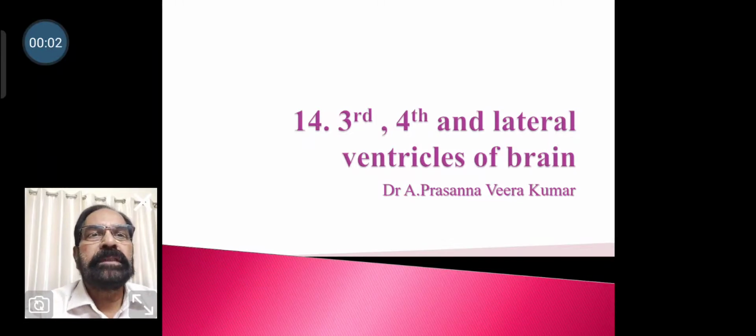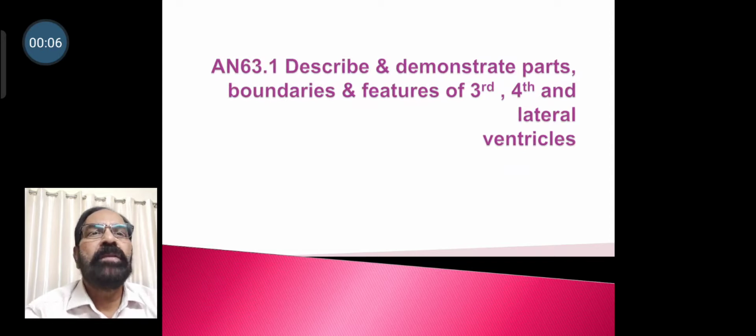The third, fourth and lateral ventricles of brain. So in this we will be discussing the competency, that is parts, boundaries, features of third, fourth and lateral ventricles.